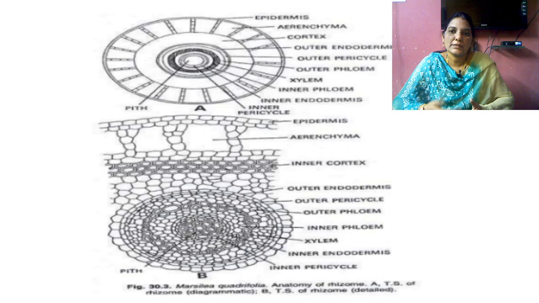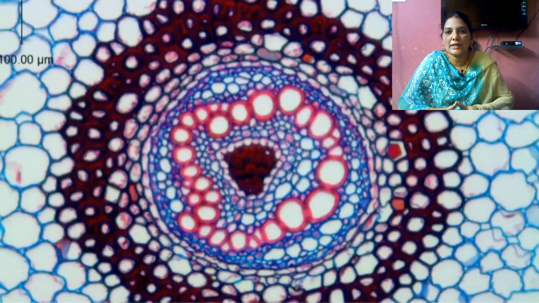So this is a very clear picture. On both sides of the xylem, that is the red cells, we can see the red cells, that is xylem, on both sides the phloem, both sides the pericycle, and both sides the endodermis are present here. So this type of stele is called amphiphloic stephanostele.